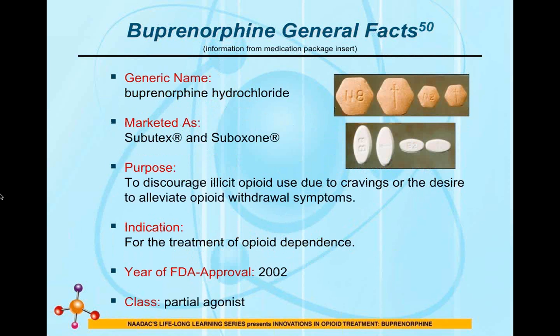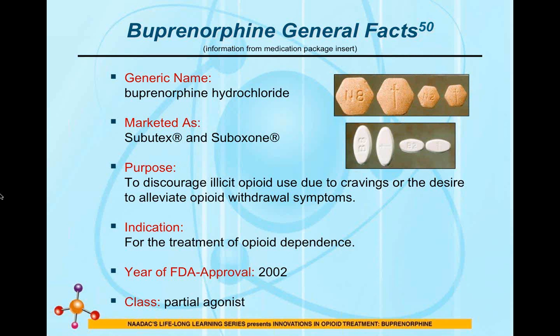Here are some images of what buprenorphine looks like. Its generic name is buprenorphine hydrochloride. It's marketed as Subutex and Suboxone. Those are different medications. We'll talk about the differences between the two, and please don't confuse the two. They're very different, but both of them contain buprenorphine.